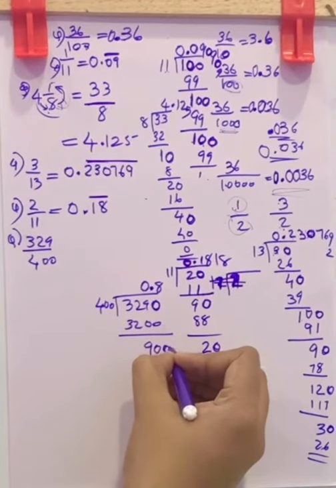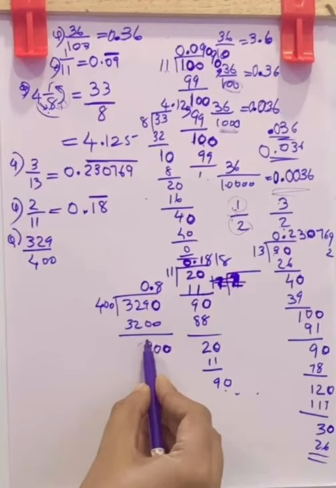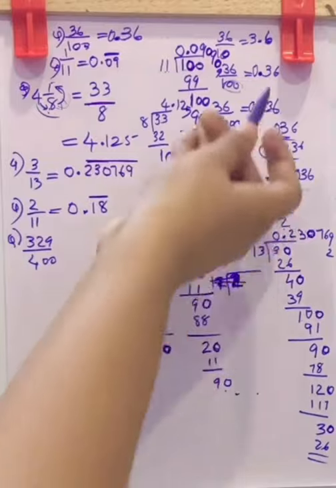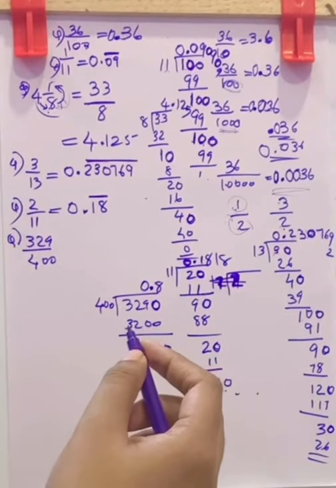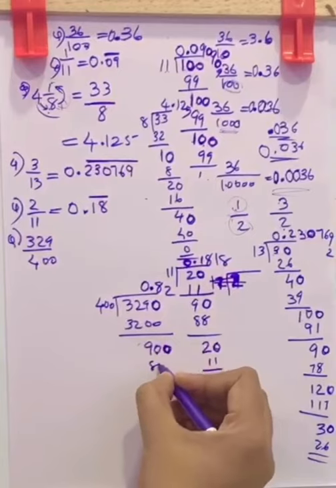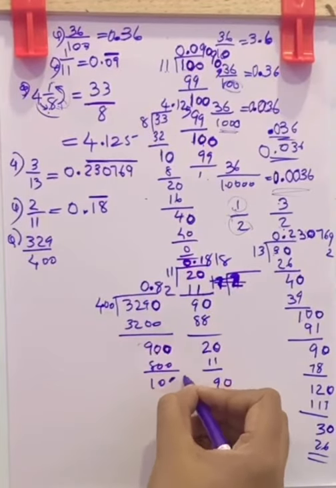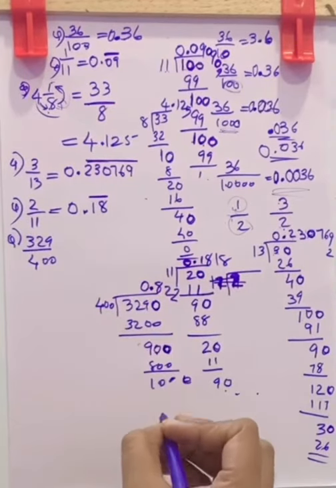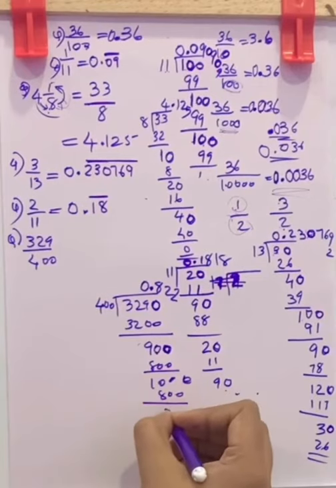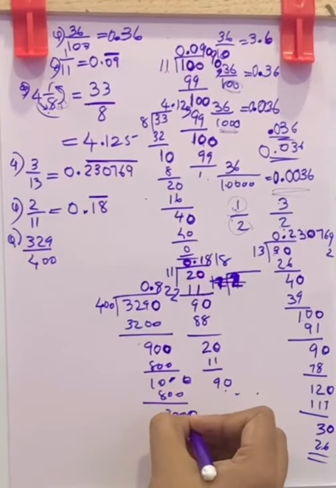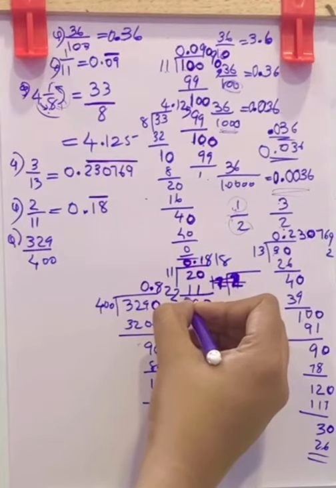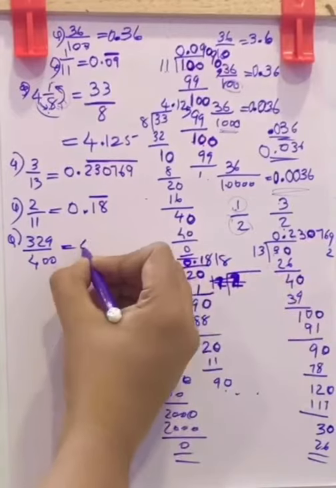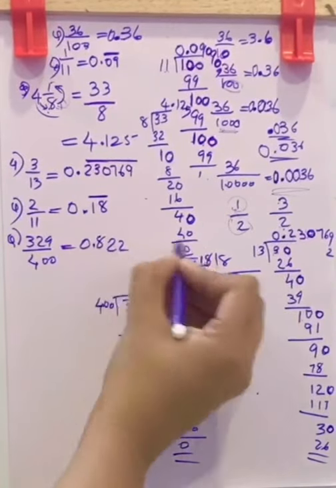Now put another 0. This 0 is after subtraction. This is we are adding a 0 in the remainder as we did before. Now in 900, 400 goes 2 times, that is 800. Balance is 100. It becomes 1000. In 1000, 2 times 800. Balance is 200. It becomes 2000. Now 5 times 2000, 0. So the answer is 0.8225.